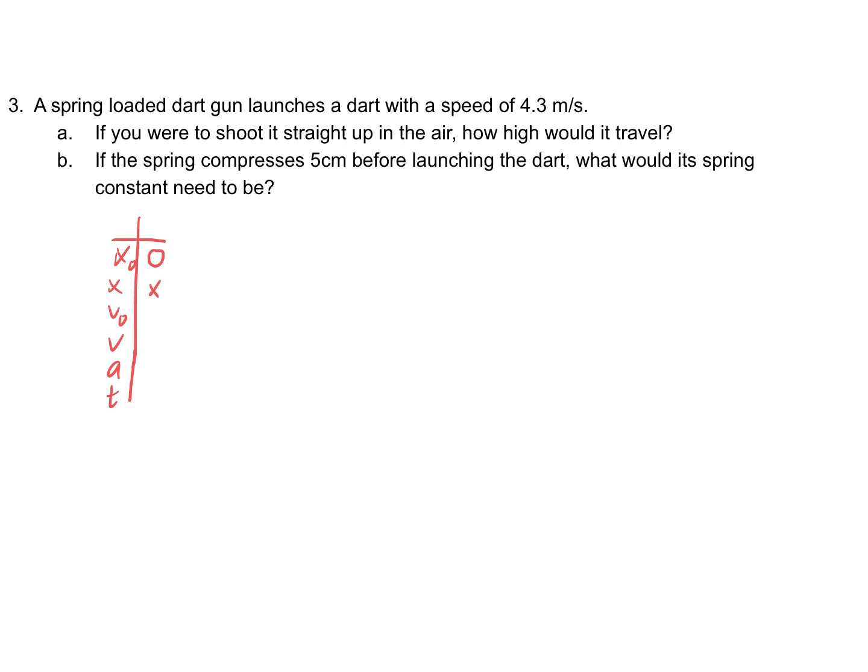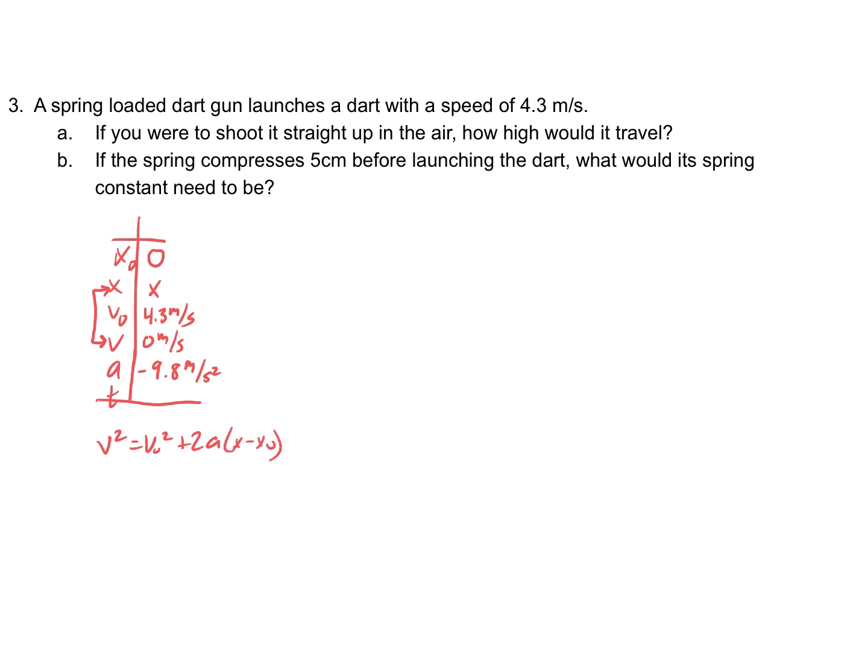I know it's going to start at 4.3 meters per second. That's the launch speed. I know when it gets up to its maximum height that its velocity is going to be 0 meters per second. Hopefully this is getting more comfortable. And the acceleration, of course, is 9.8 meters per second squared, negative because the acceleration is downward. So again, poor time gets left out again. We're going to go v squared equals v naught squared plus 2 times a times x minus x naught.